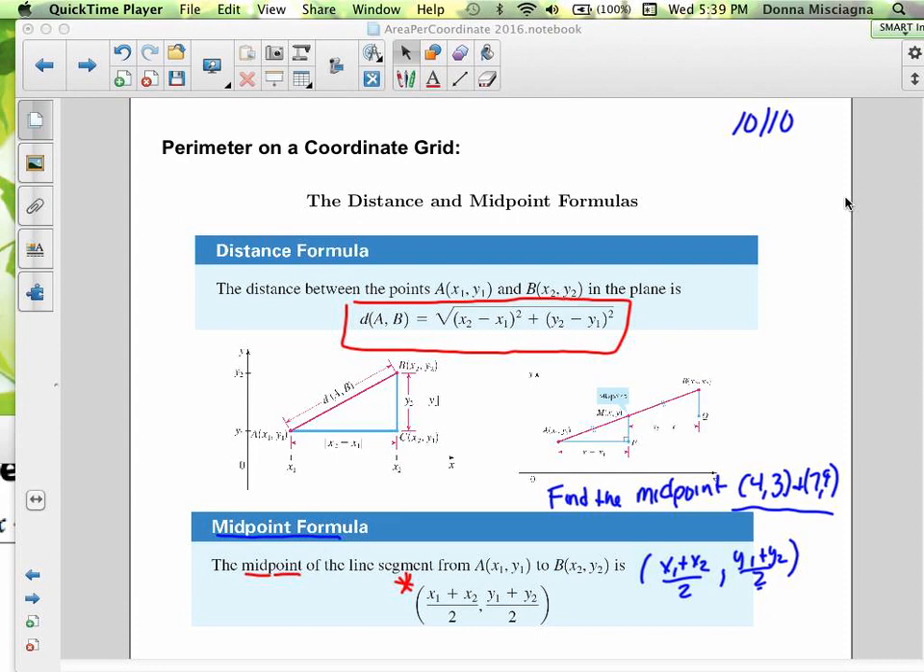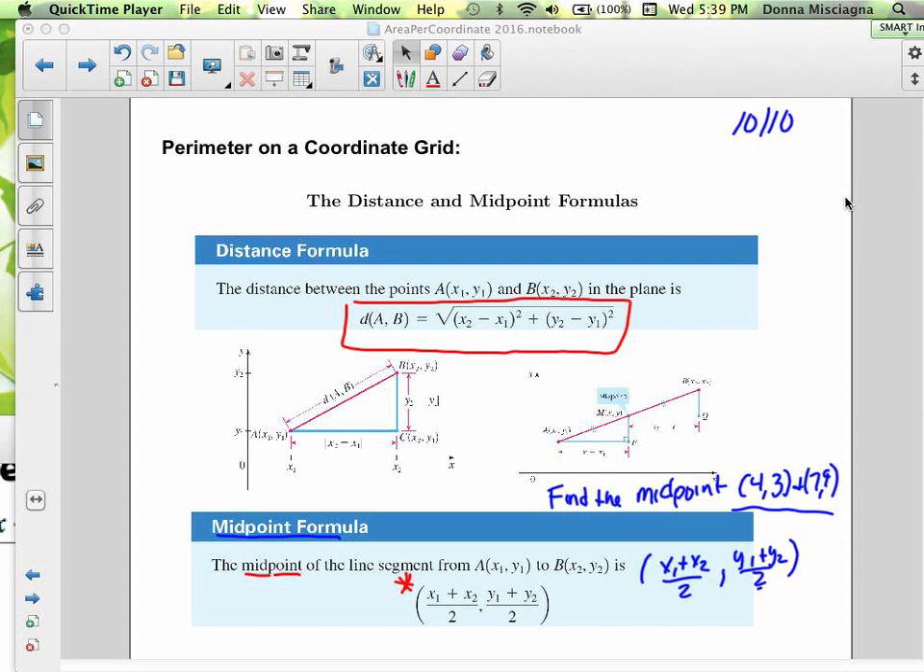So distance formula, this is a little review. Distance, remember, is just the difference in the x coordinates and the difference in the y coordinates. But distance has to be a positive number, so we square. And because we squared, we have to undo the squaring, so we have to take the square root. That's kind of review. But what's new here is the midpoint formula.